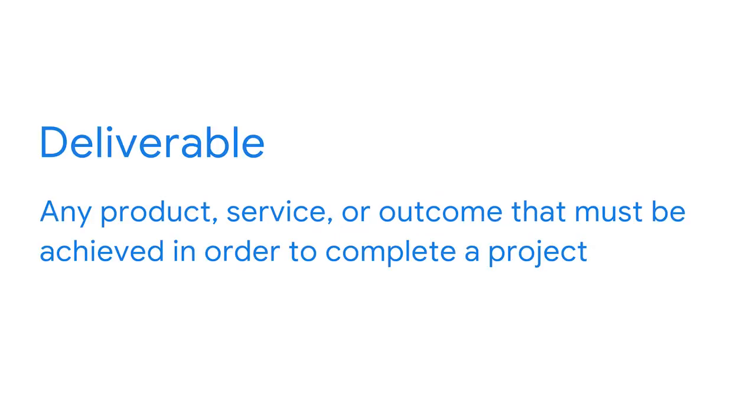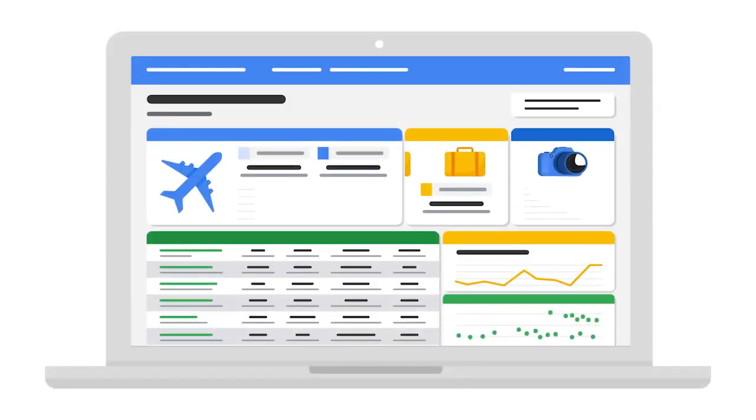Okay. After asking the right questions in order to thoroughly understand the project, it's time to define project deliverables. A deliverable is any product, service, or outcome that must be achieved in order to complete a project. This could be a new BI dashboard, a report, a completed analysis, documentation of a process or decision. Pretty much anything requested by stakeholders can be a deliverable. In BI, the most common deliverables are the dashboards and reports that provide insights to users.